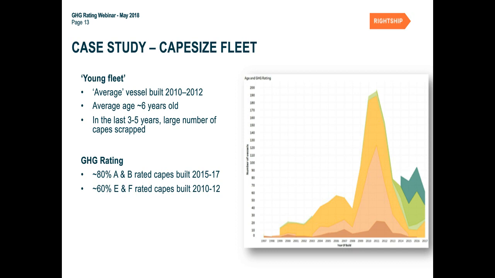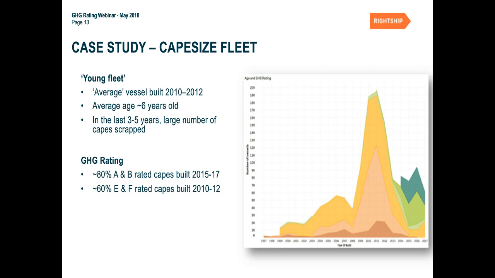So now I want to talk through a case study on the actual CAPESIZE fleet and what we've seen change over the last few years. As mentioned earlier, CAPESIZE is basically a very large bulk carrier that can carry products like iron ore and coal and so forth. Over the last few years, we've really seen a change in the dynamics of what the CAPESIZE fleet looks like. Generally a ship lasts for 25 years or so.